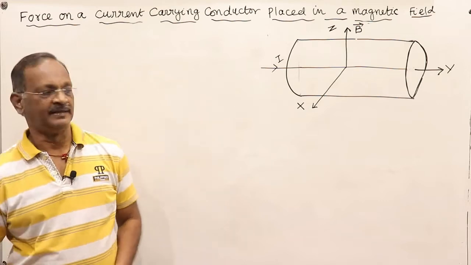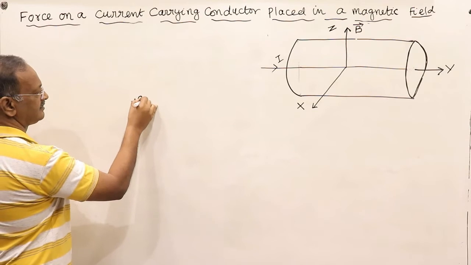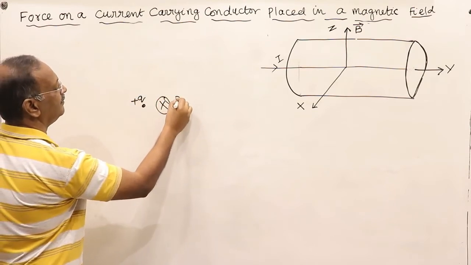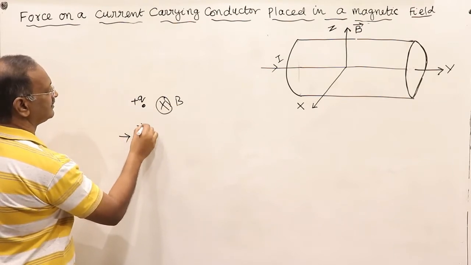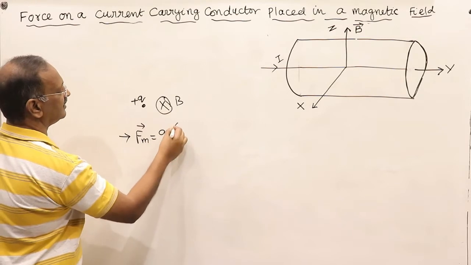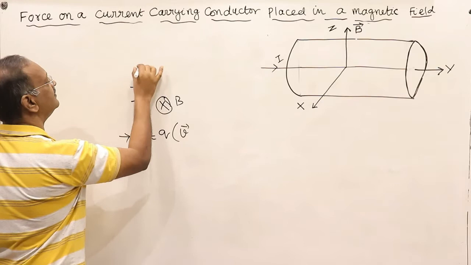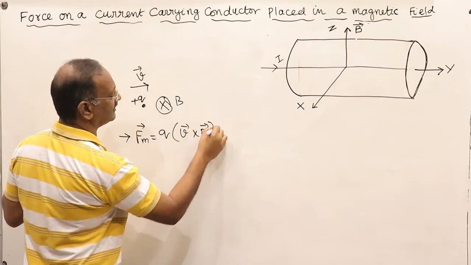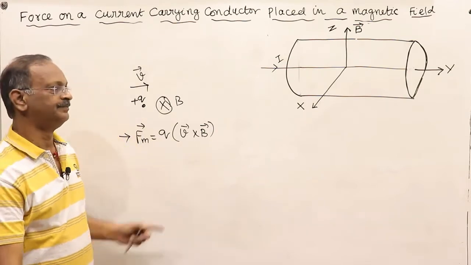When a charged particle, say plus Q, is placed in a magnetic field B, it will experience a magnetic force which is given by its charge into velocity, if it is moving with velocity v, velocity cross producted with the B vector. So yes, it is in the case of single charge.